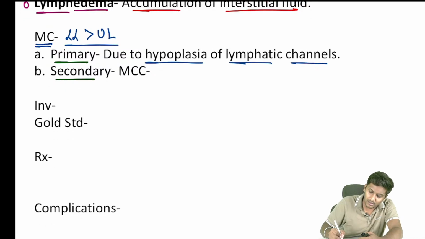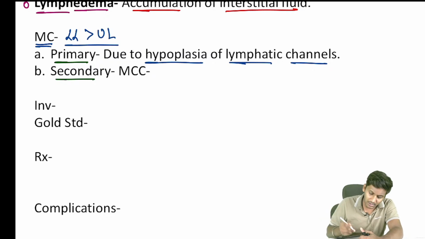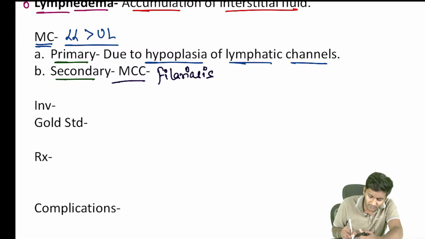Secondary lymphedema can be due to multiple causes. It can be due to a surgery, it can be due to multiple infections, it can be due to a cancer, multiple causes. But the most common cause is what? The most common cause is filariasis.